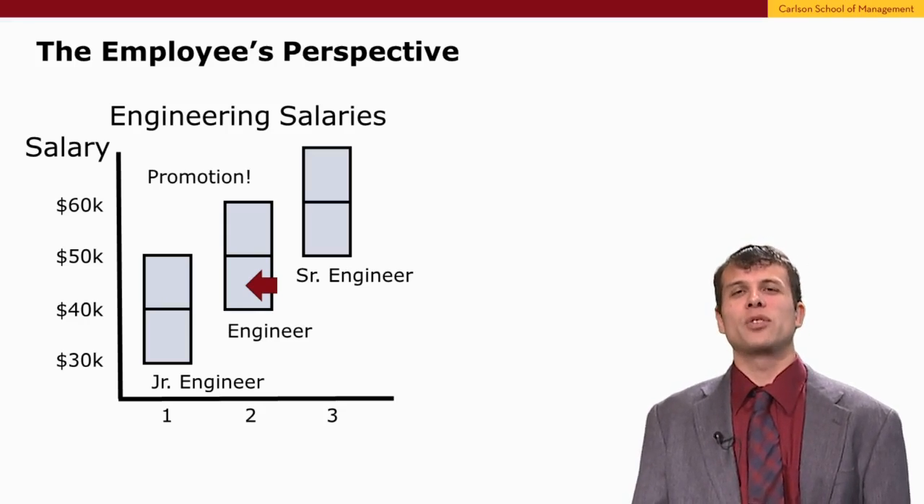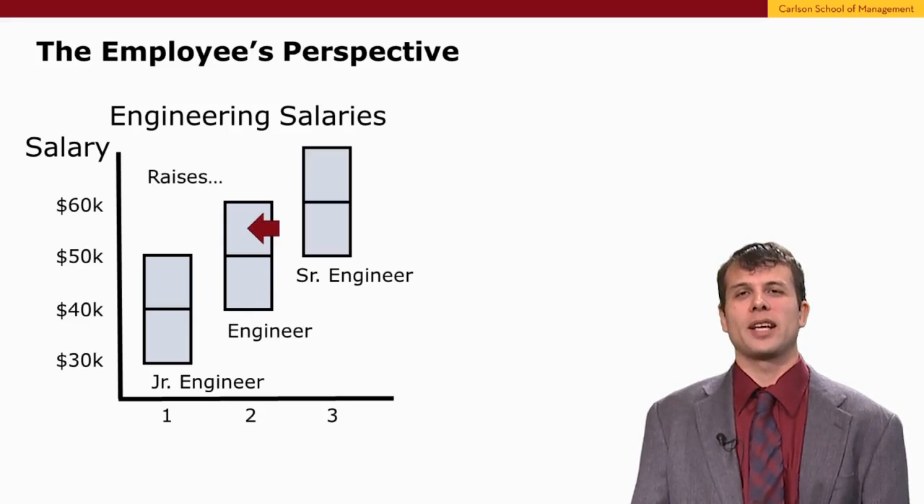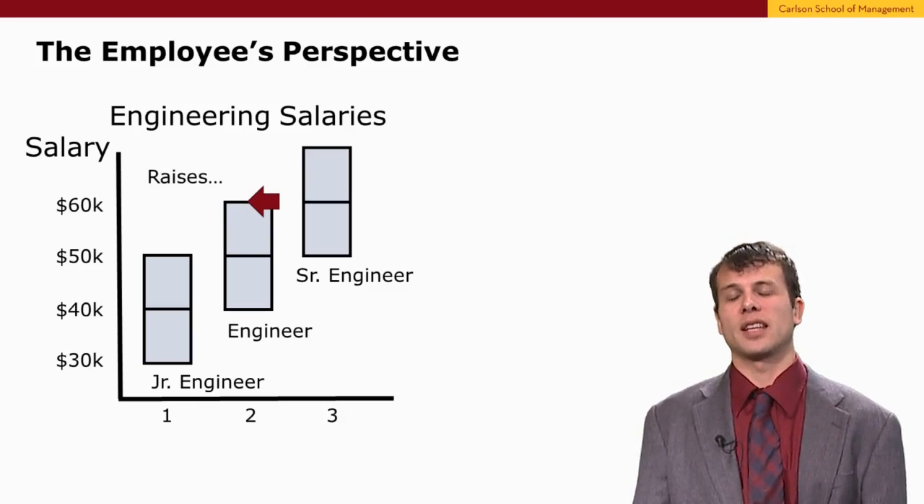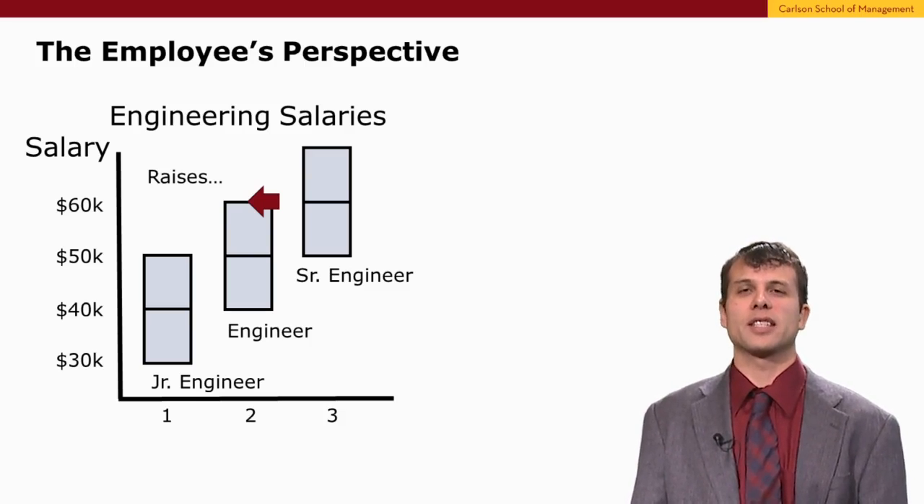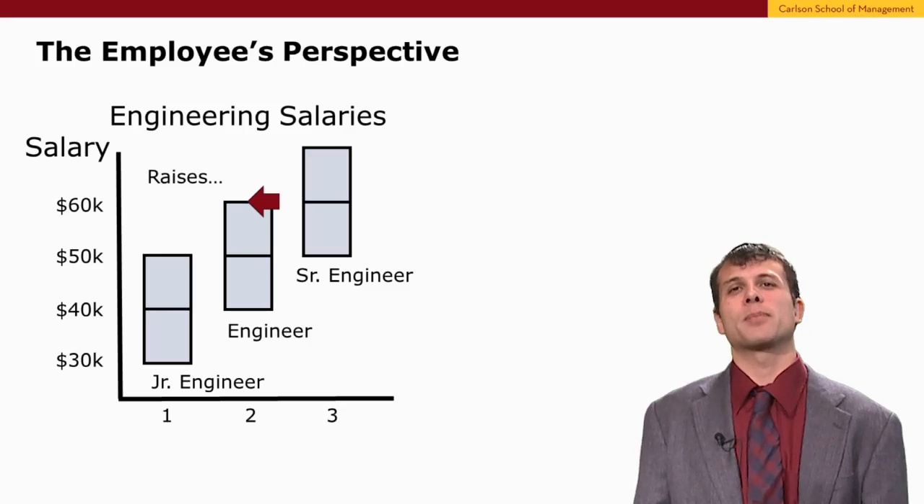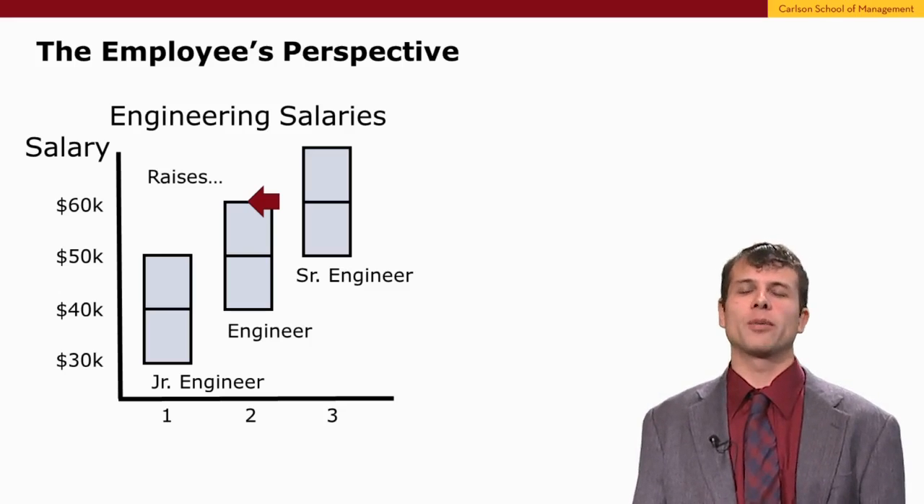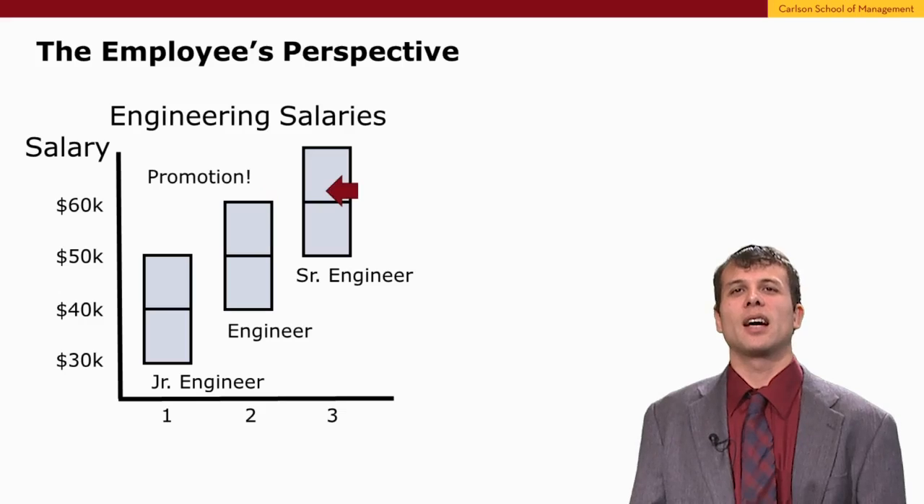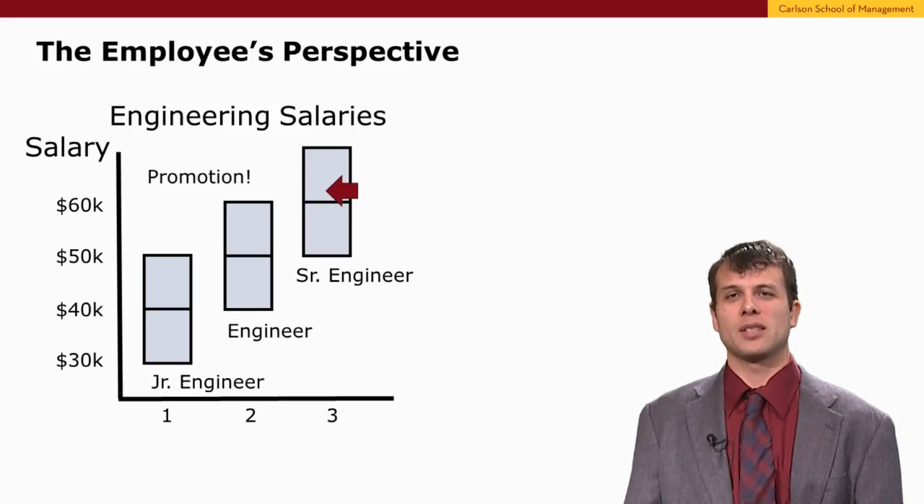And then after doing your job well, once again, you get raises. But at a certain point, you can't go any higher. You've reached the cap of an engineer's salary. And at this point, you can't get any more raises by doing your job well or by having longer tenure. Rather, the way that you get a raise is by getting another promotion to a senior engineer.